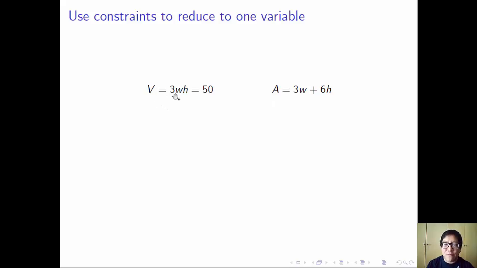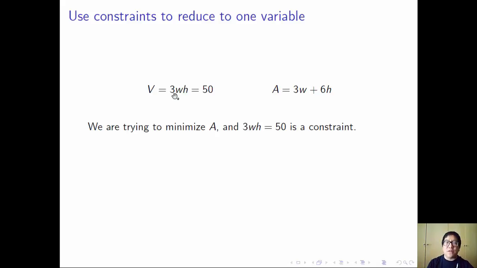Okay, so now we know from before that V is equal to 3wh, which is equal to 50, and A is equal to 3w plus 6h. And here is the step where we use the constraint equation to reduce this function to a function of one variable. So we're trying to minimize A, and we know that 3wh equals 50 is a constraint, because this tells us that you're not completely unlimited in choosing what w and h are.